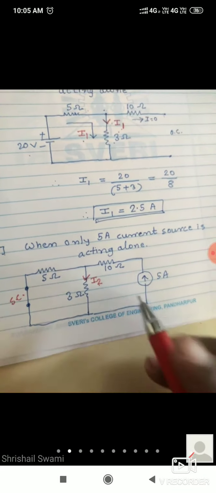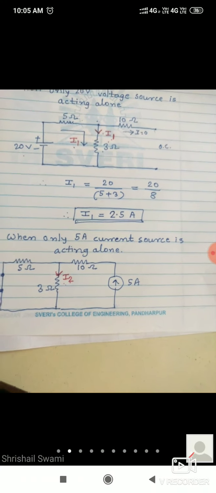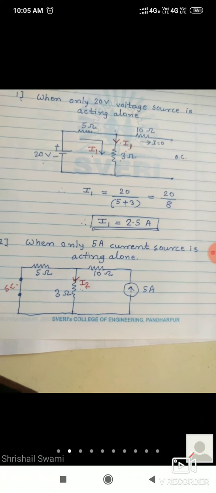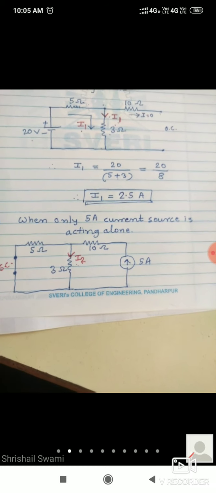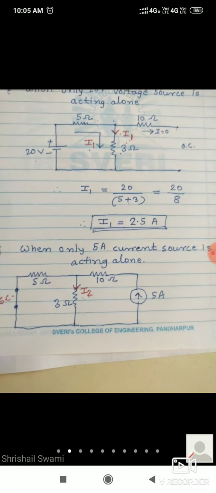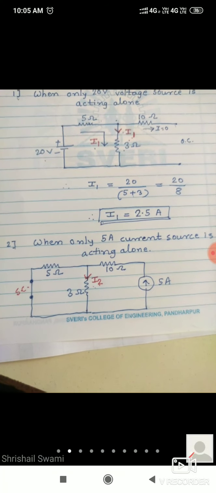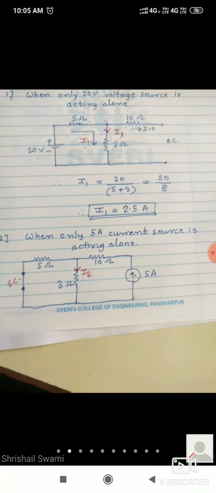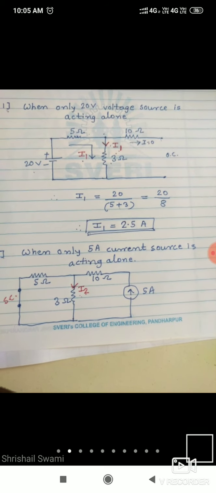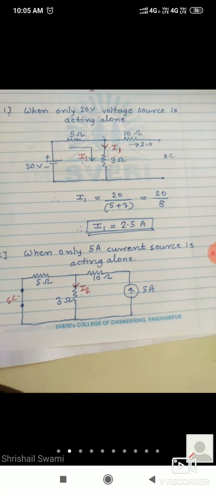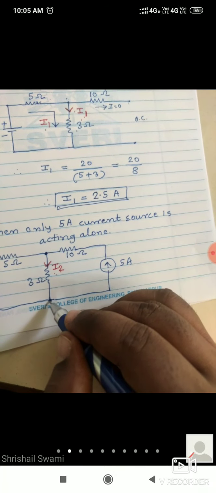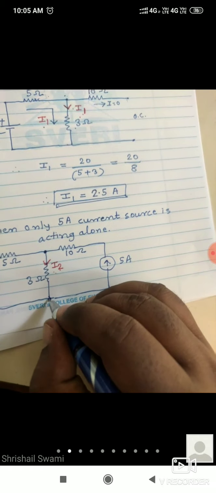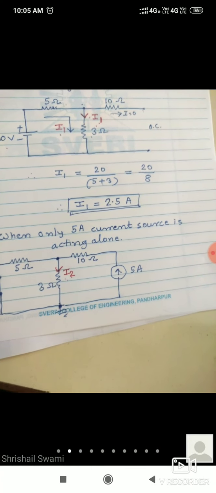Okay, now how to find I2? Who will tell? Which method can we apply? We have learned voltage division, current division, KVL, KCL, nodal, mesh. So which method will be the easiest to find that current I2? Who will tell? Nodal is also a simple one. Nodal means what? Here how many nodes are there? Two nodes are there, two principal nodes. This will be the ground.